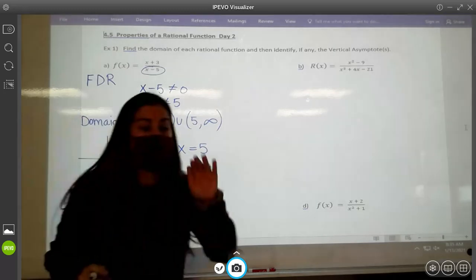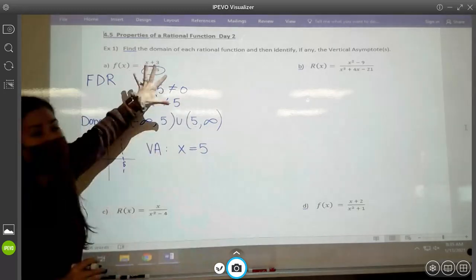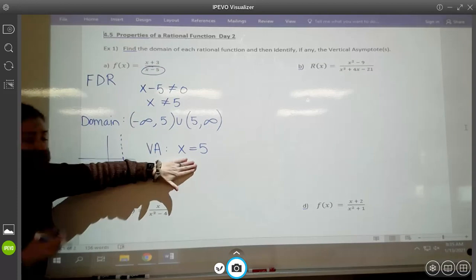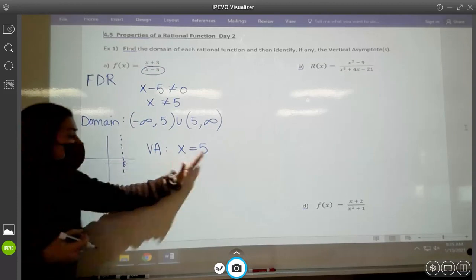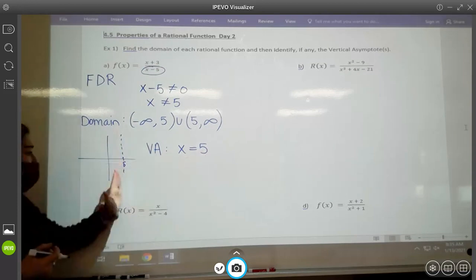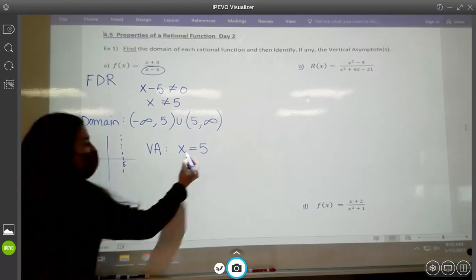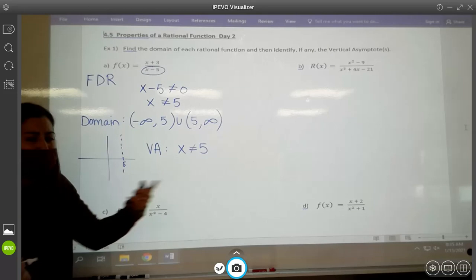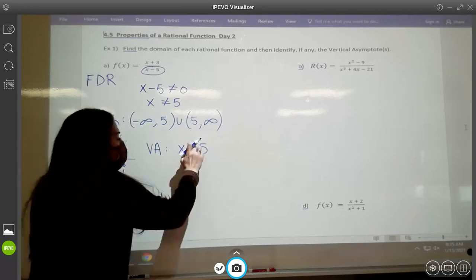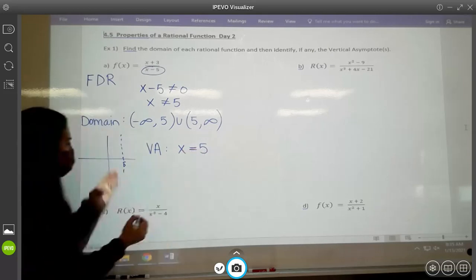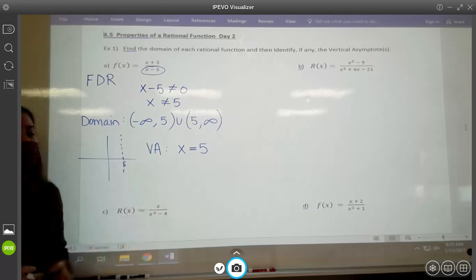Now remember, for your domain, you're telling me x cannot be 5. But when you're talking about the vertical asymptote, x equals 5 because that is the line where that vertical asymptote is going to exist. Every year I have students who want to do this for the VA, but that's not the case. For the VA, you're writing an equation for that bad line, if you will, okay?